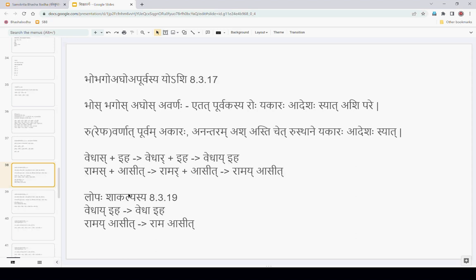Bho Bhago Agho Apurvasya Yo Asi. The explanation is: Bhos, that is Bho, indicating Bho. Bhagos, that is indicating Bhag and Go. Now what Avishka Bhagini said, you can repeat the same thing. Avarnat purvasya rephasya yakarah adesha syat ashi pare. Okay, Avishka Bhagini, once again.